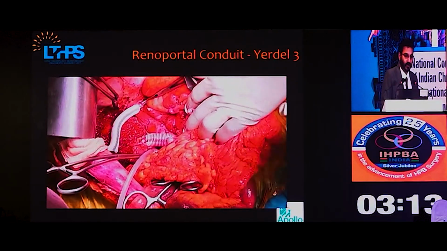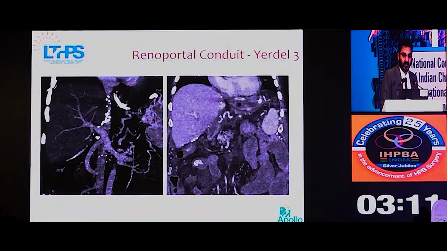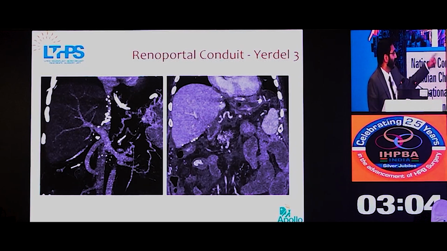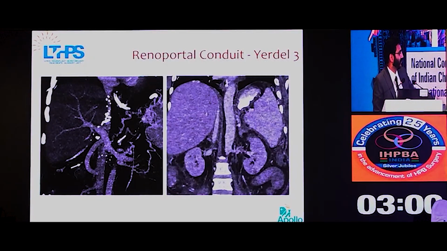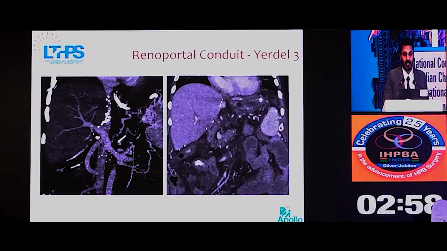So this is a portal venous anastomosis which was done, and this was the post-operative CT. You can see a good inflow established. This is a graft going from the renal vein, from the SMV, and so good inflow established.